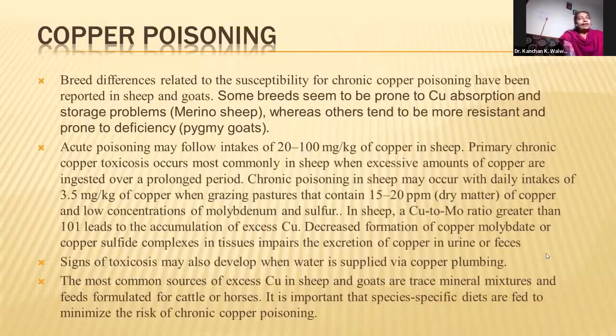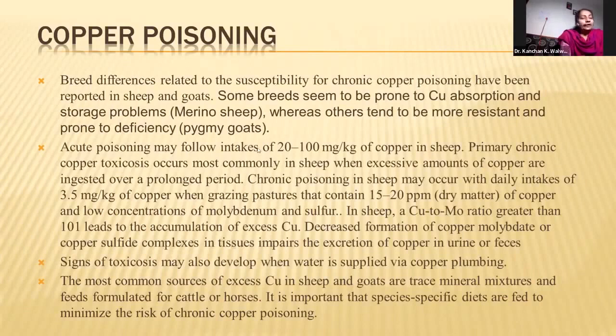Breed wise, the susceptibility also varies. But as compared to acute toxicity, chronic toxicity is more common in sheep and goat. Some breeds like merino sheep are more prone to copper absorption and storage problems, and this leads to the accumulation of copper in the body, in the cells, and this leads to lysis of the cells. Other breeds of goats are more resistant to this, and they are more prone to deficiency. As I said, copper deficiency also causes hemoglobinuria, and copper poisoning or copper toxicity also causes hemoglobinuria.